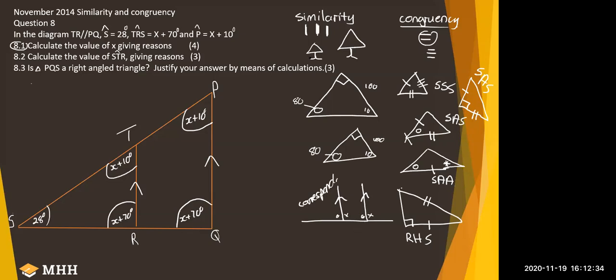Alternate angles must be on both sides of the cutting line, right? So if that's parallel and parallel, the alternate angles will be this.